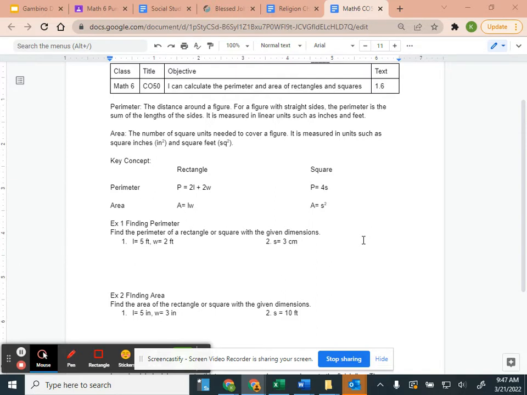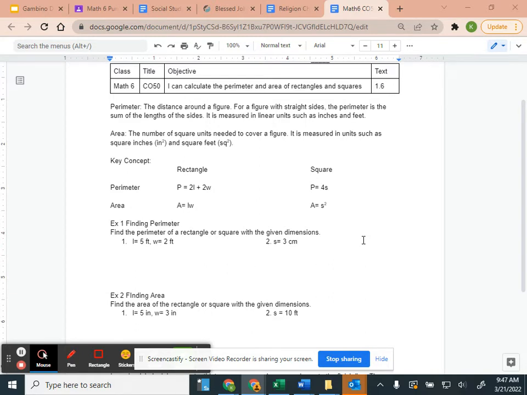We work with perimeter and area in our math packets. I know you worked in it last year. So let's look at what it is, just a refresher. The perimeter is the distance around a figure. For a figure with straight sides, the perimeter is the sum of the lengths of the sides. It is measured in linear units such as inches and feet.